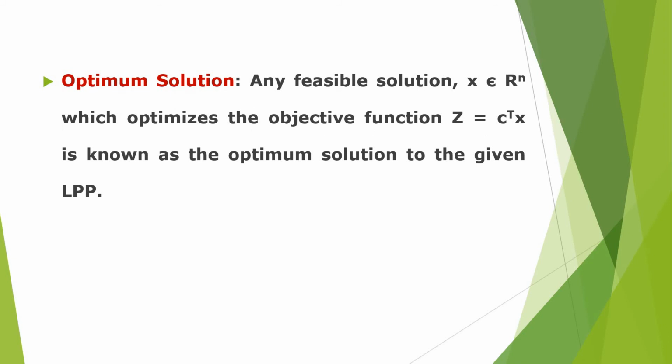Now, we have a basic feasible solution. We want to optimize the objective function. And the optimum solution is any feasible solution x belonging to Rn which optimizes the objective function z equal to c transpose x, known as the optimal solution to the given LPP.